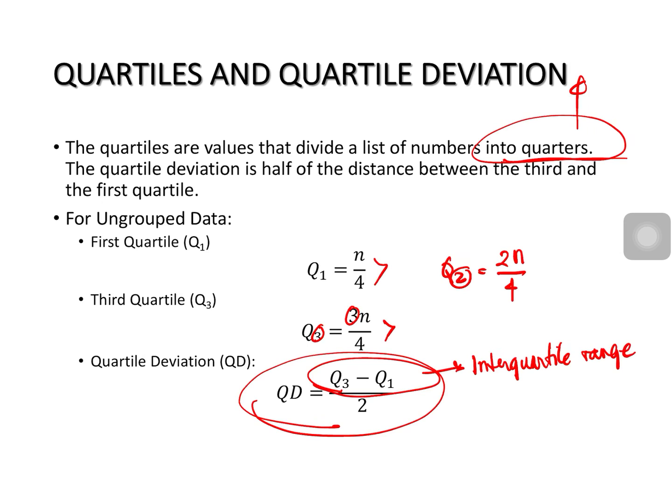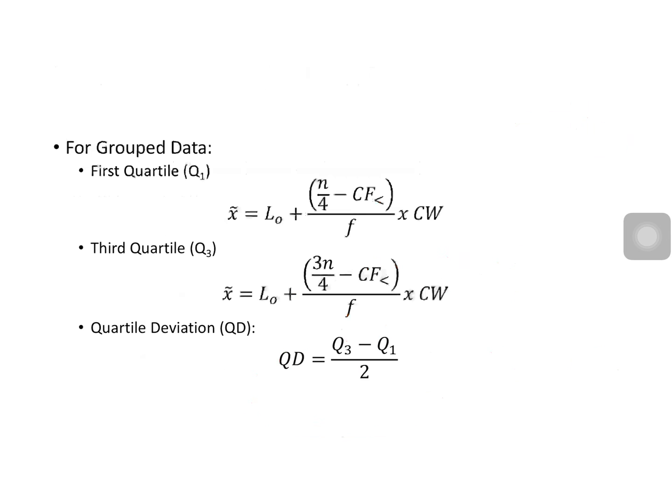For grouped data, how do we compute for the quartiles? Of course, that is quantiles. For quantiles, we have quartiles, percentile, and decile. For this quartile, as you can see, this is also the formula that we use for the median. It's just the same. The only difference is this one.